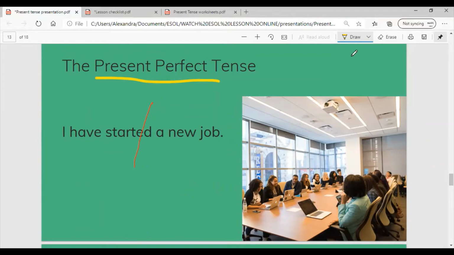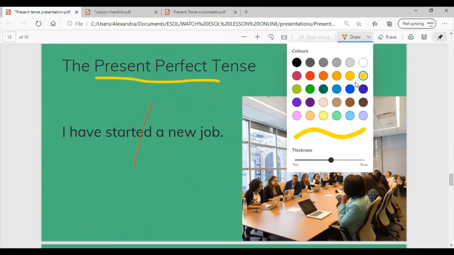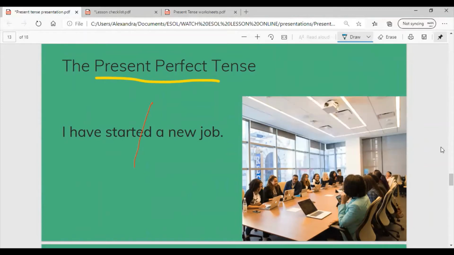So back to the present perfect tense. Here's an example word. Like always, we're going to look for our nouns first. So nouns are people, place or a thing. So I is a noun because it's a person, it's a pronoun. Have started a new job, and job is a thing. So the job and I are our nouns.